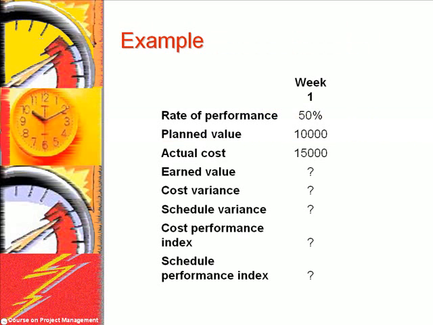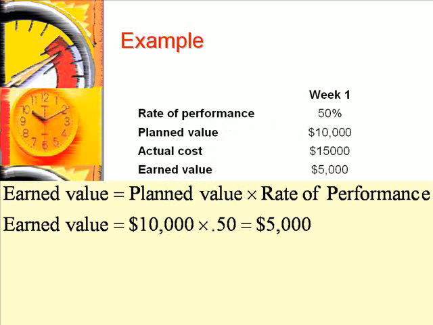Let's look at an example where the rate of performance is 50%. That is, 50% of the planned work is actually done in week 1. The planned value was $10,000 and the actual cost was $15,000. The question is, what is the earned value? The earned value is calculated by multiplying the $10,000 planned value by the rate of performance, which is 50%. The earned value is therefore $5,000.